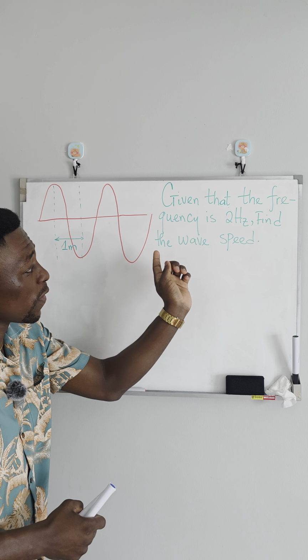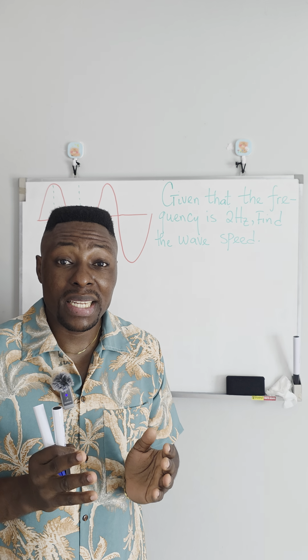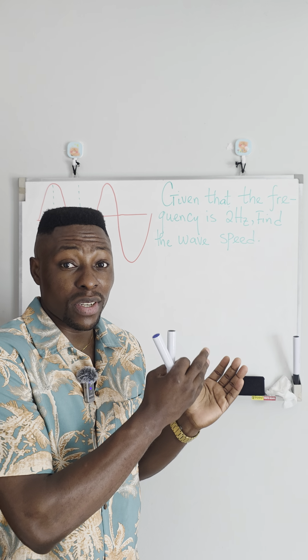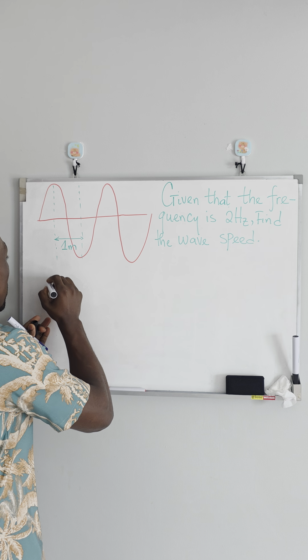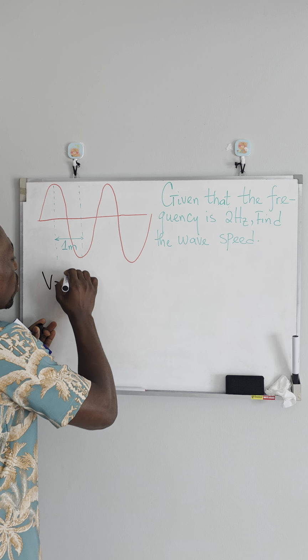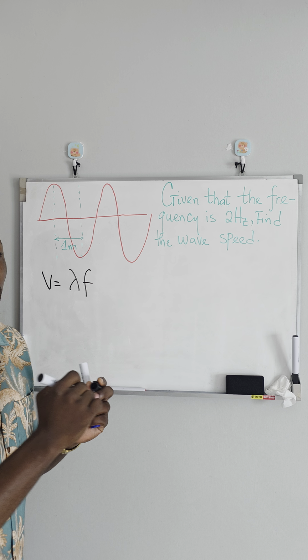We have a diagram on the board and the question says, given that the frequency is 2 hertz, find the wave speed. Like I always say, dear friends, let's begin by writing down the equation which is relevant to the question we've been asked. The most relevant one here, dear friends, is wave speed is equal to lambda f. In this formula, lambda represents the wavelength and f the frequency.